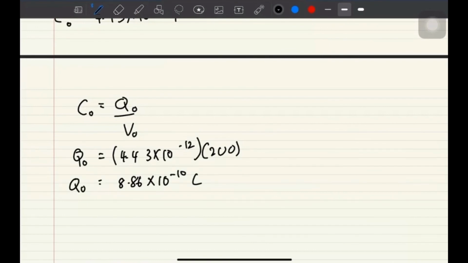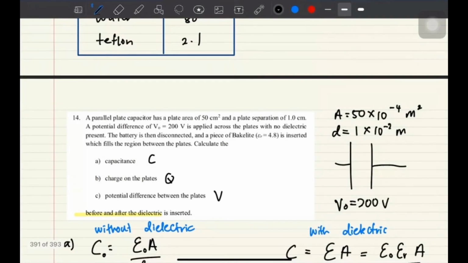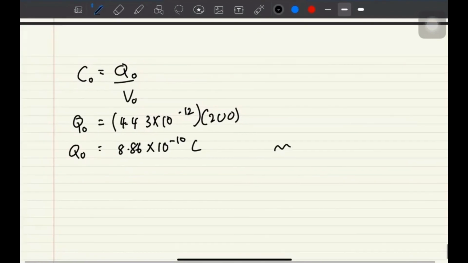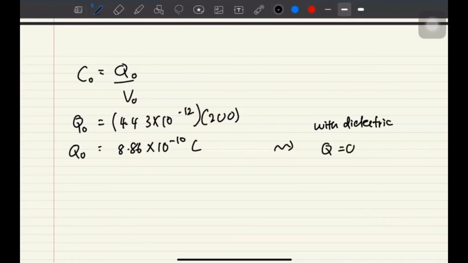Lepas tu dia kata, isu dia sekarang ni, the battery dah disconnected, lepas tu diletakkan dengan dielectric tu. So maksudnya before and after dielectric, dia punya total charge tu still the same. So with dielectric, Q is equal to Q naught, which is equal to 8.86 times 10 negative 10 coulomb. Dia tak berubah pun sebab dia dah tak ada power supply. So itu je lah maksimum yang dia boleh ada.